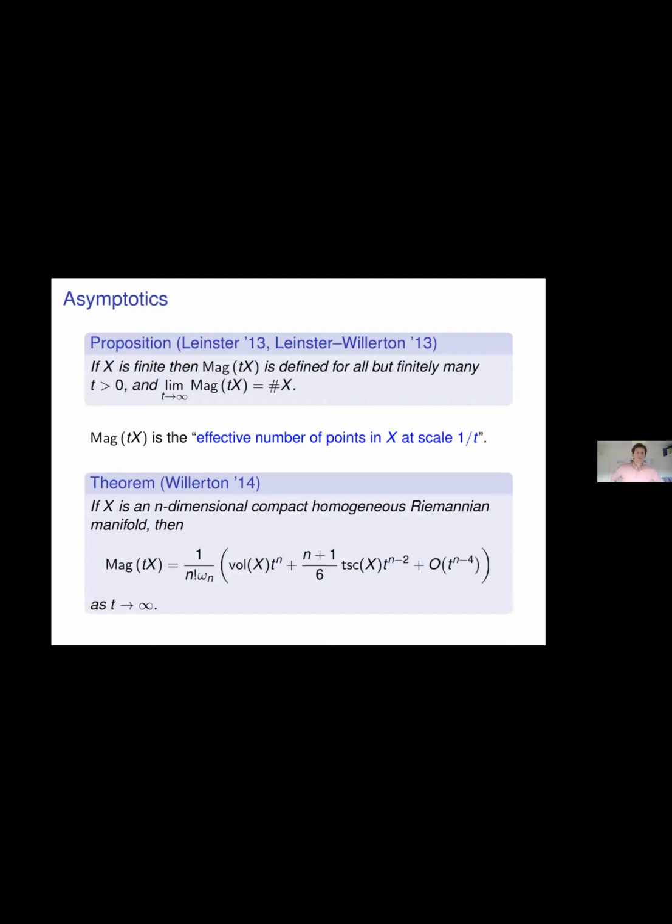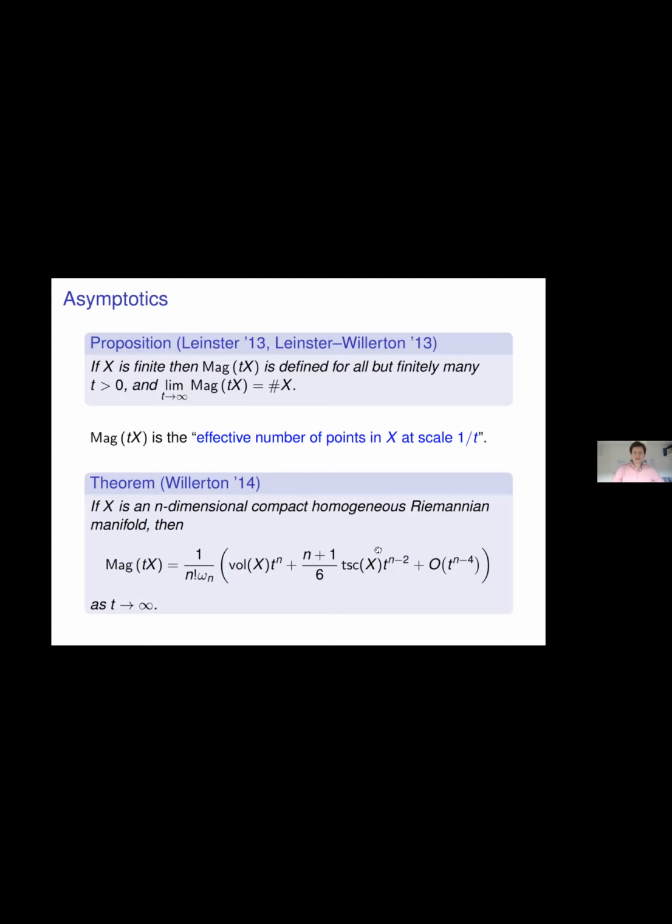A little bit later, there was this theorem of Willerton, who was looking at homogeneous Riemannian manifolds. The homogeneity is a pretty significant restriction here, but that was so that he could say for sure that a weight measure exists. You can just take the Haar measure on such a space and then look at what the scaling is. And what he found is that the magnitude function of such a space knows about the volume, and about the total scalar curvature of X, TSC here. Notice that the power on T drops by 2 here. And then there are other error terms of at least 2 orders smaller.